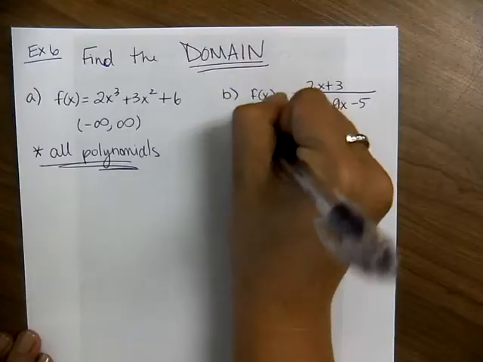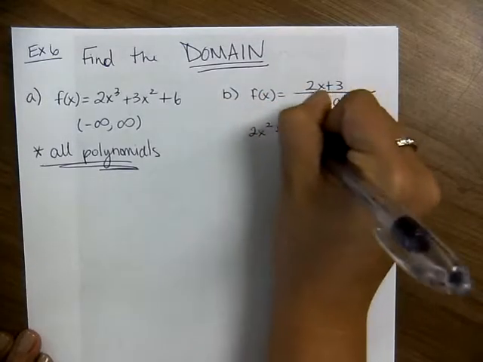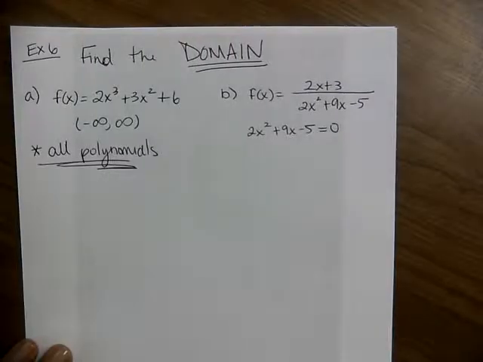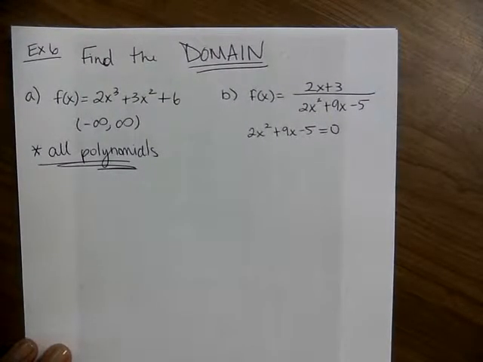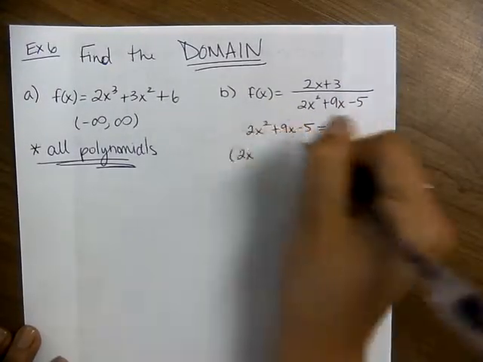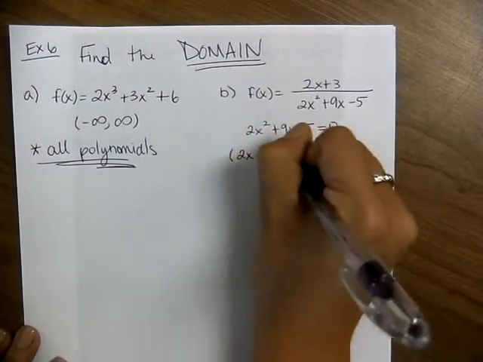So I'm going to take 2x squared plus 9x minus 5, and I'm going to set it equal to 0. And then I'm going to factor it. If it doesn't factor, you'd have to use quadratic formula or completing the square to figure out those values of x. Okay? Luckily for us, it factors. So 2x minus 1 times x plus 5.